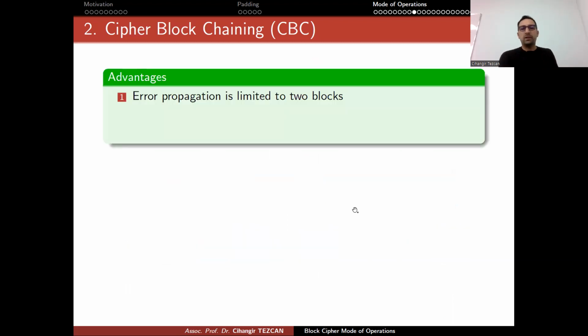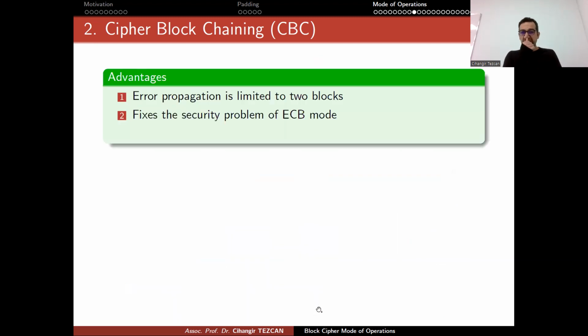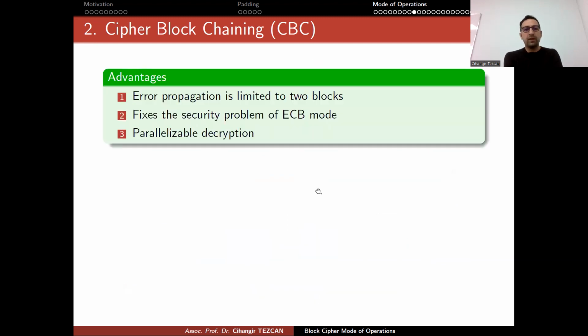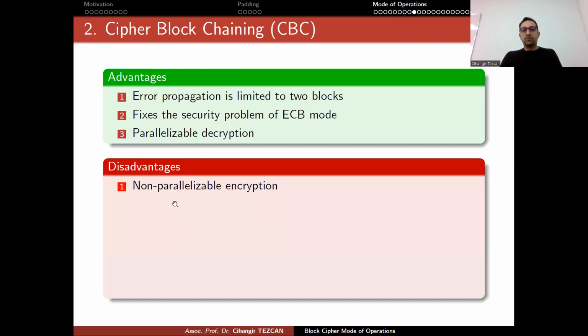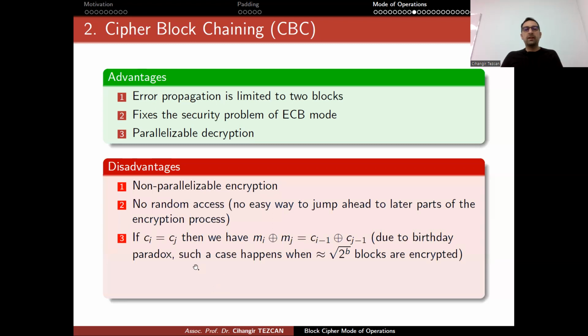So advantages: error propagation is limited to 2 blocks because if C1 is affected, when you decrypt it, P1 will be wrong, but it will also be XORed into the next part, so P2 will also be wrong. This fixes the security problem of ECB. This means that if P1 and P2 are the same, C1 and C2 will be different, most probably, of course. Advantages, again, I mentioned parallelizable decryption, but the disadvantages are no parallelizable encryption, no random access, no easy way to jump ahead to later parts of the encryption process.